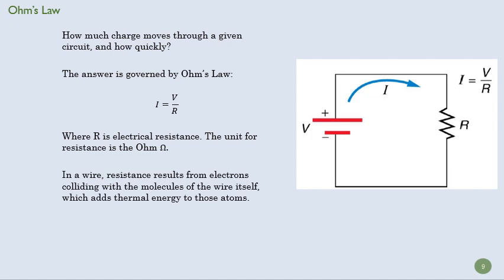In a wire, I told you before that there is resistance in a wire, right? That results from electrons colliding with the molecules of the wire itself, which adds thermal energy to those atoms. So if I have an electron that's moving through a wire, and rather than running into another electron and adding energy to that other electron, it actually collides with a molecule of the wire, it's going to add kinetic energy to the molecule of the wire. And we know that what is temperature? It is an expression of the kinetic energy of those atoms. So if you're adding kinetic energy to the wire molecules, you're going to have a wire that heats up.